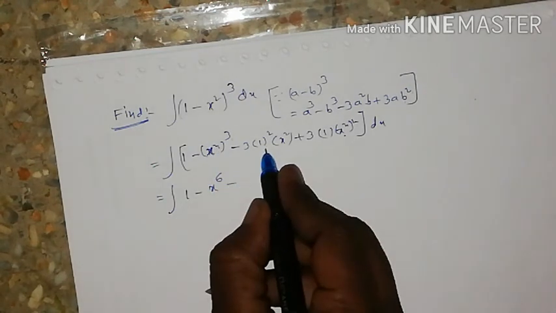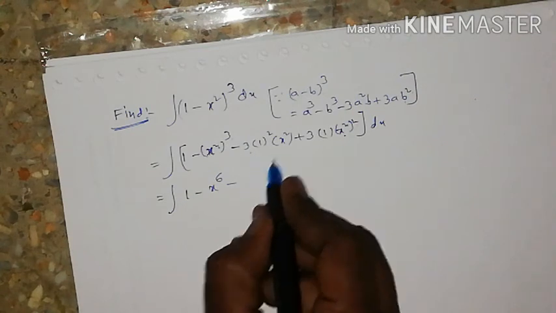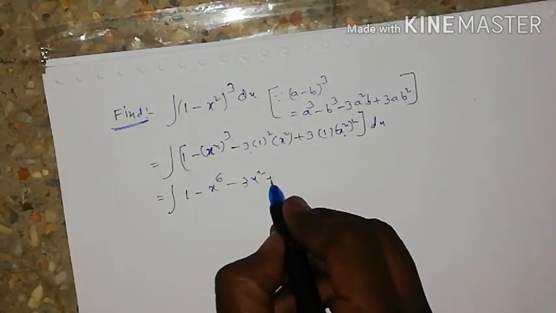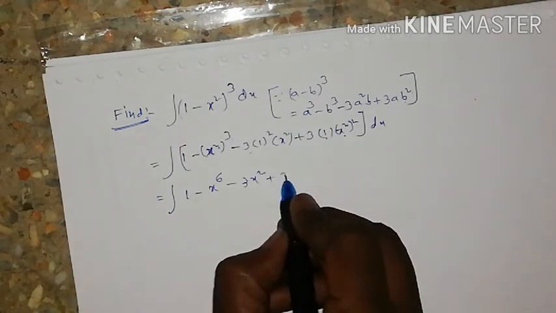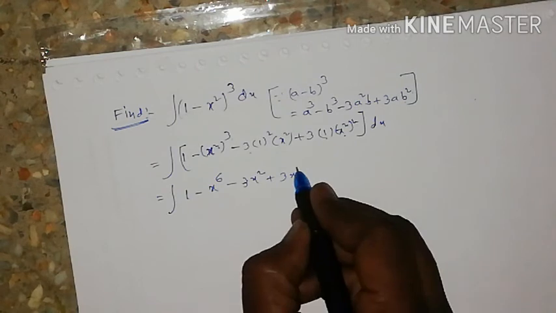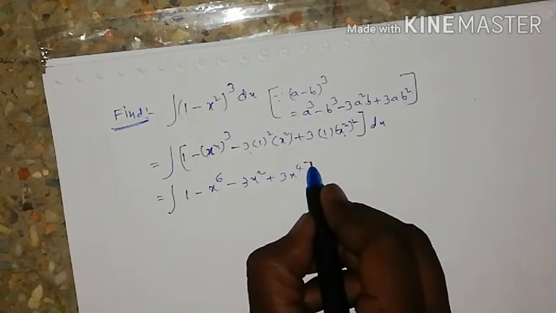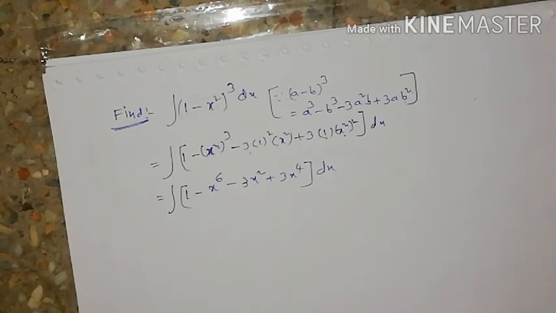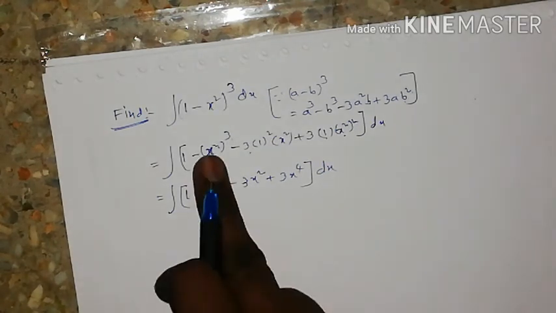Minus, here 1 square is 1 only, so 1 into 3 is 3, 3 into x square: 3x square. Plus 3 ones are 3, here how can you do? X to the power of 2 twos are 4. So simplification is over. Keep the brackets as they are. Right. Now simplification is over.